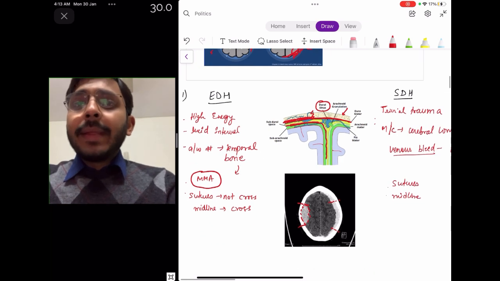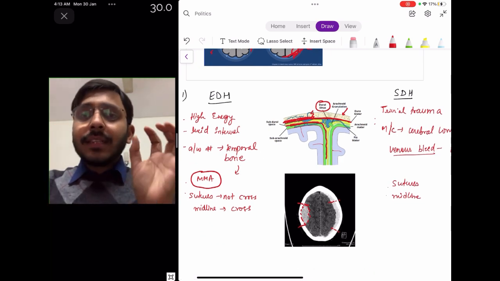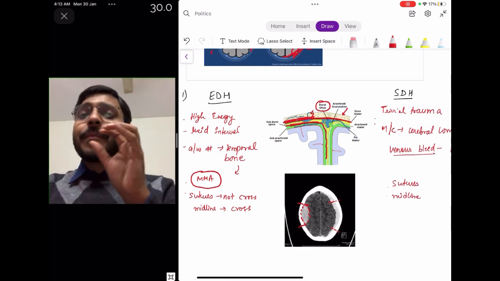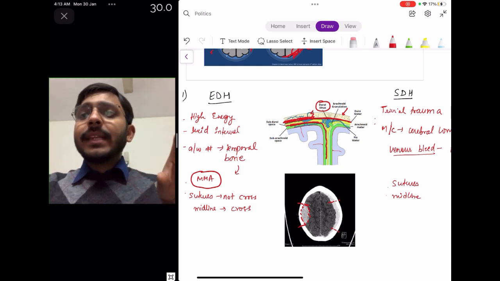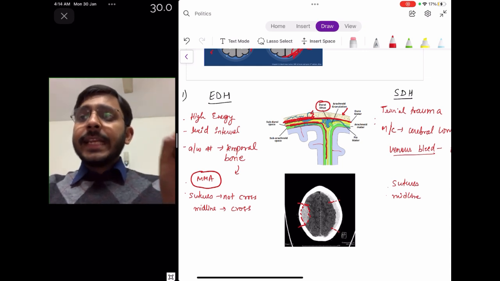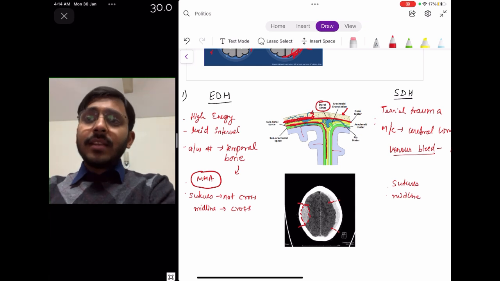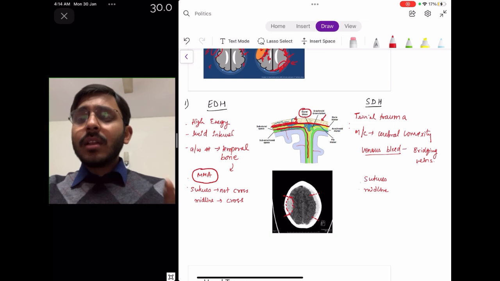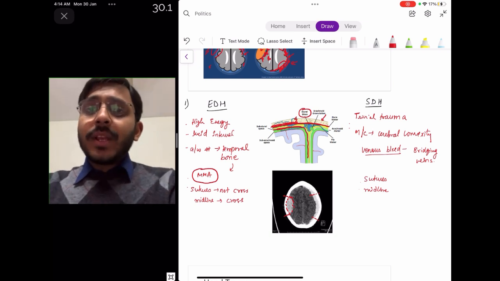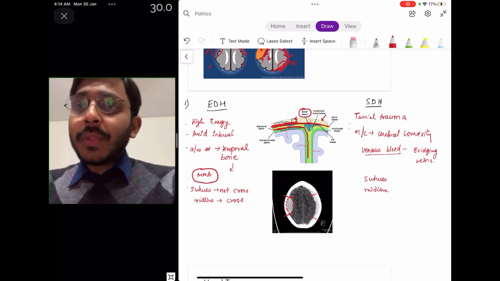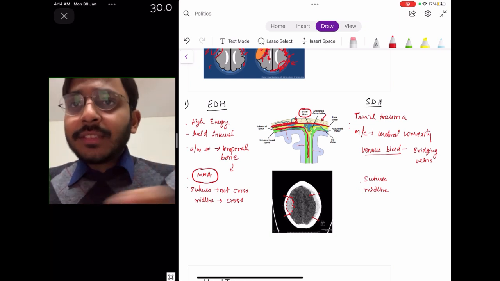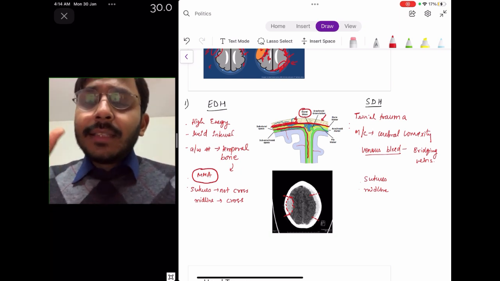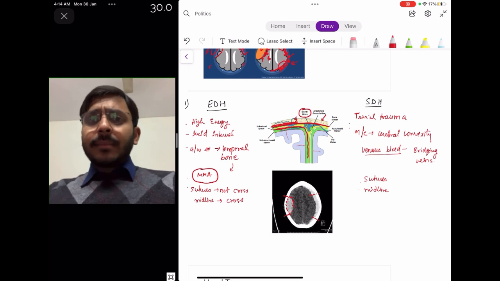Now coming on to the main discussion today, that is head trauma bleeds. So the extra-axial bleeds are namely divided into EDH, SDH, SAH and IVH. And amongst these, EDH and SDH are very important because these are the most frequently asked questions in the PG from head trauma.